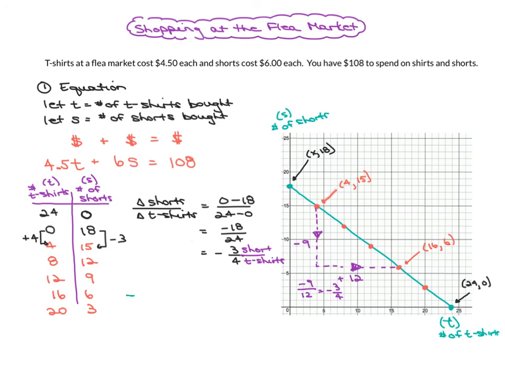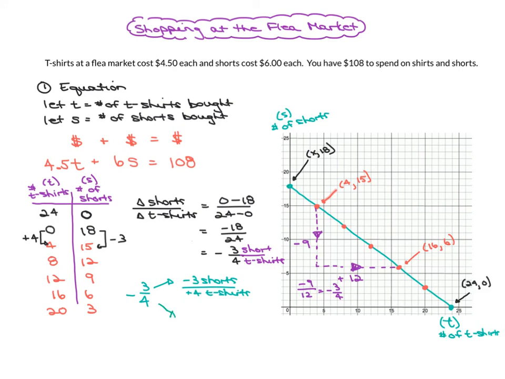I'm starting with a slope of -3/4. I can interpret this as -3 shorts over +4 t-shirts. And if I think of it this way, I'm thinking if you buy 3 fewer pairs of shorts, you can buy 4 more t-shirts.